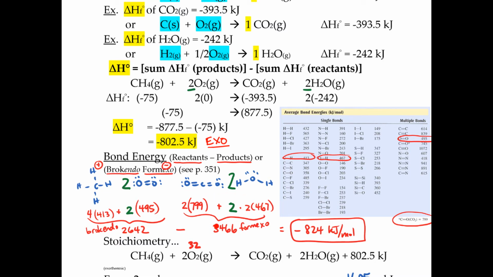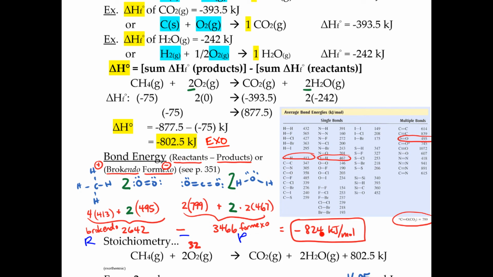Another way you could remember it, I personally don't favor this way of doing it, but you could remember reactants minus products. I don't like that because it might mix you up with the other one we did before, which was products minus reactants. But bond energy is the only one like that. Anyway, you take these positive, these negative, get the answer, negative 824. Again, it's exothermic. It's fairly close to the negative 802.5. Ideally, they would be the same number. They're not exactly, but they're pretty close.